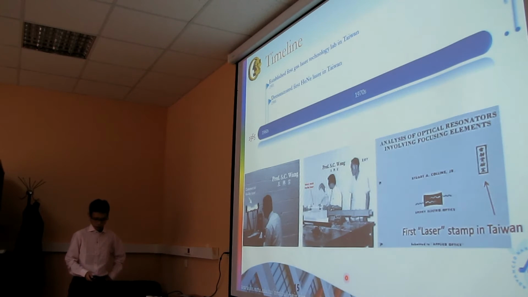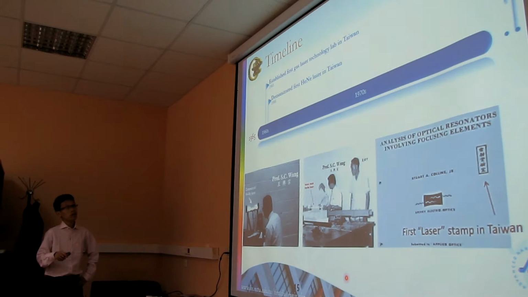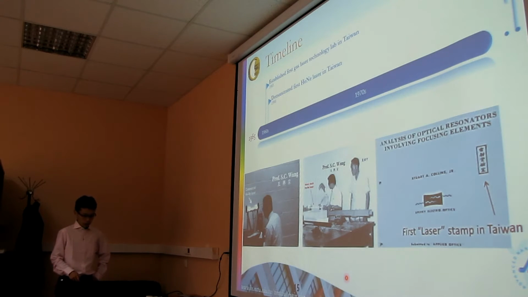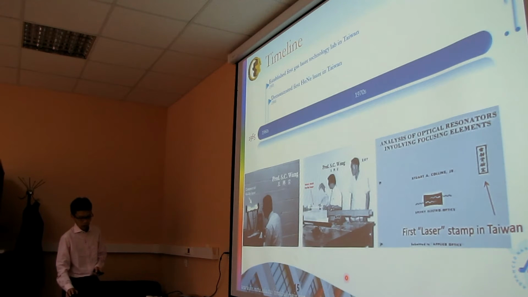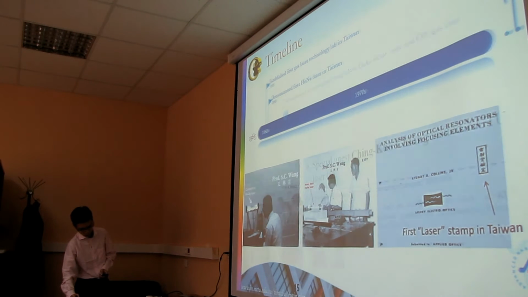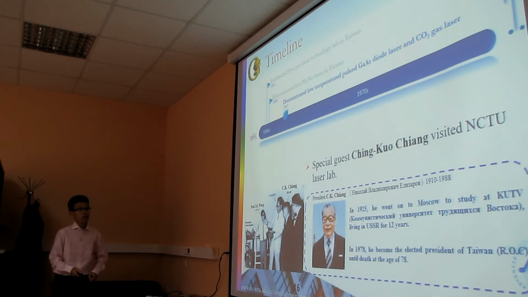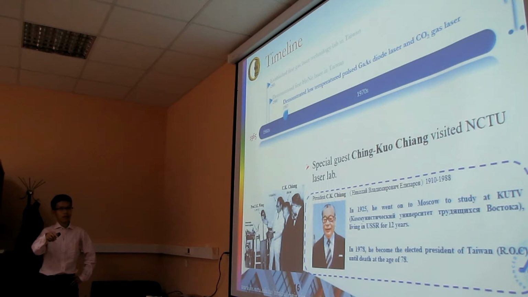And here I just want to show you some history timelines. You can see the first gas laser technology lab in Taiwan was demonstrated in 1965. And the right hand side records the laser stamp in Taiwan, so you can see the picture showing the issues. And then this is a special guest we called Mr. Chang, and you can see Mr. Chang visiting the laser lab.